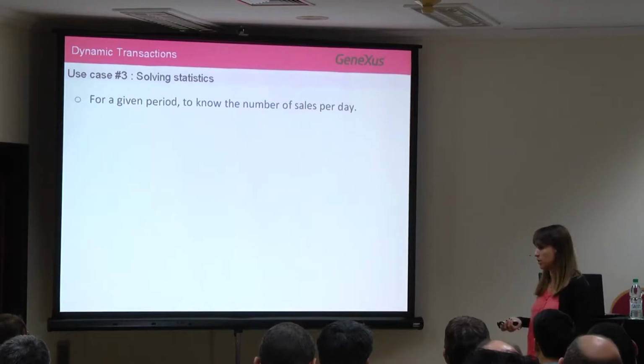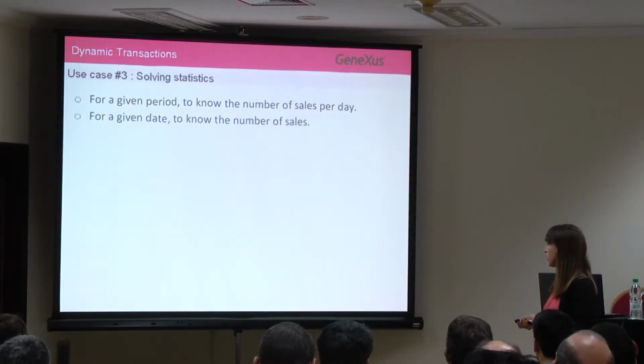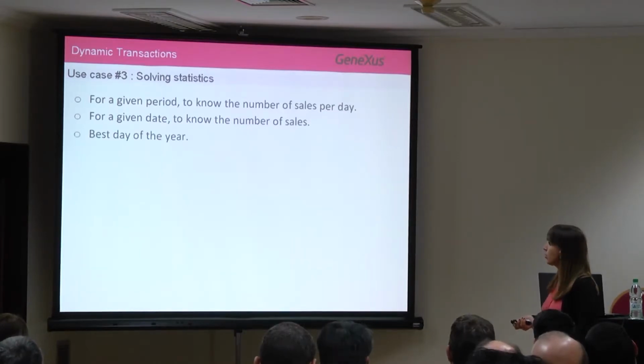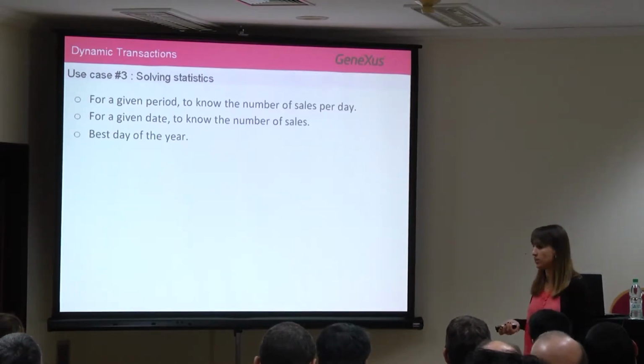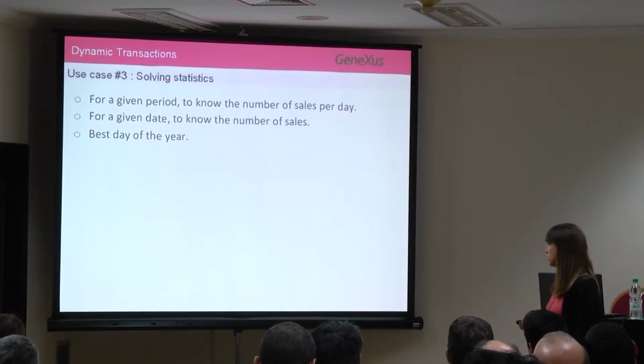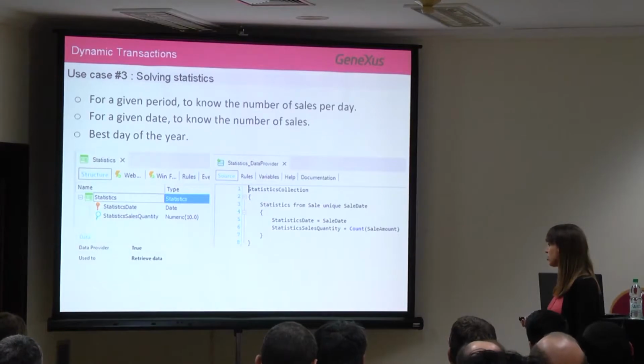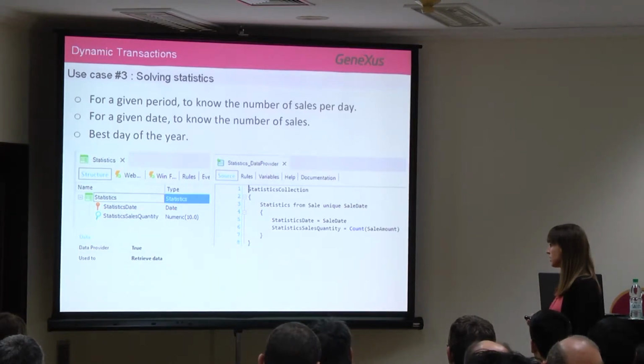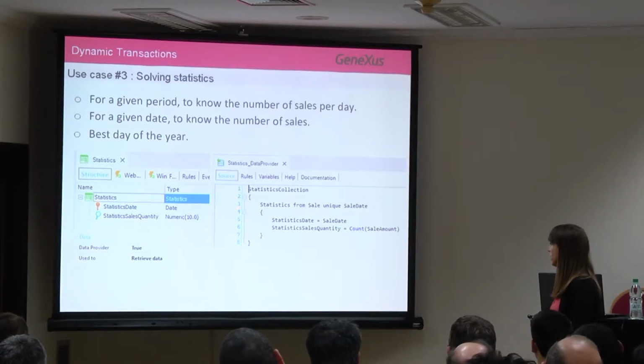They want to know per day how many tickets were sold, or for a certain date how many sales were made, and which was the best day of the year in terms of the number of sales, to analyze that data. So one further alternative would be to define a dynamic transaction. I called it the statistics in this case, and I said as a key is going to be date, statistics date, and a statistics sales quantity. That's all. It's dynamic because it's to retrieve data with the data provider.